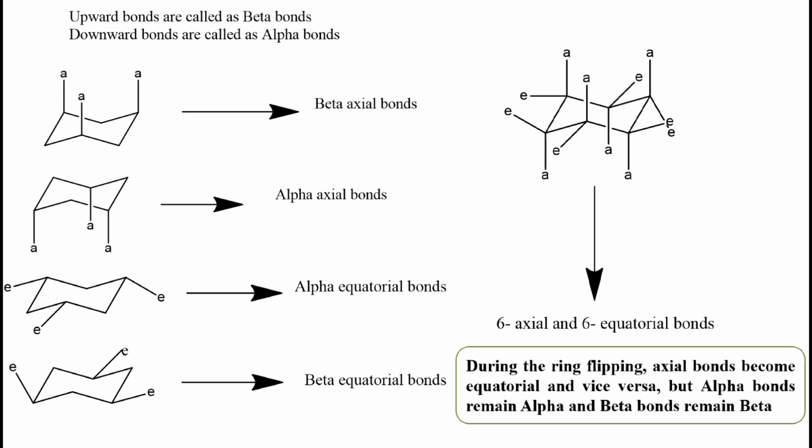Likewise, there are 3 alpha equatorial and 3 beta equatorial bonds. So the beta bonds are the ones which are looking upward and the alpha bonds are the ones which are looking downward. When the cyclohexane undergoes ring flipping, all the axial bonds will become equatorial and all equatorial bonds will become axial, but the alpha bonds will always remain alpha and the beta bonds will always remain beta.